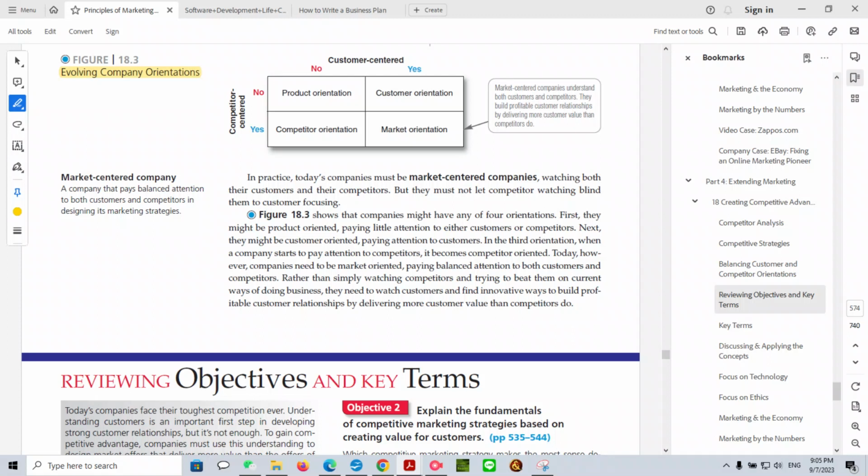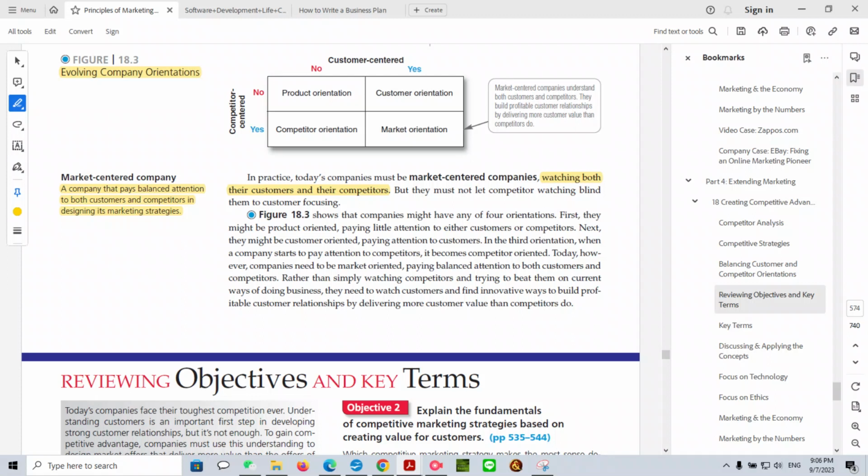Now, one last term before we finish is market centered company. It's a company that pays balanced attention to both customers and competitors in designing its marketing strategies. Remember, market-centered companies are watching both their customers and their competitors. They must not let watching competitors blind them to customer focus. So you need to balance the product orientation with the customer orientation, being both product and customer, but especially customer oriented.